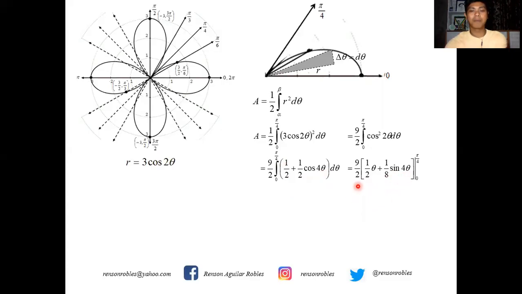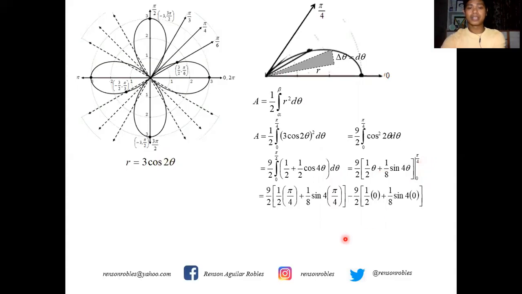So you have 9 halves times 1/2 theta, that's the integral of 1/2 d theta, and 1/8 sine 4 theta is the integral of 1/2 cosine 4 theta d theta, evaluated from 0 to pi over 4. And then the next thing to do is to replace theta by pi over 4. And then you will have 9 halves times the quantity 1/2 times pi over 4, that's theta, plus 1/8 sine 4 times pi over 4. Then again, replace theta by 0.